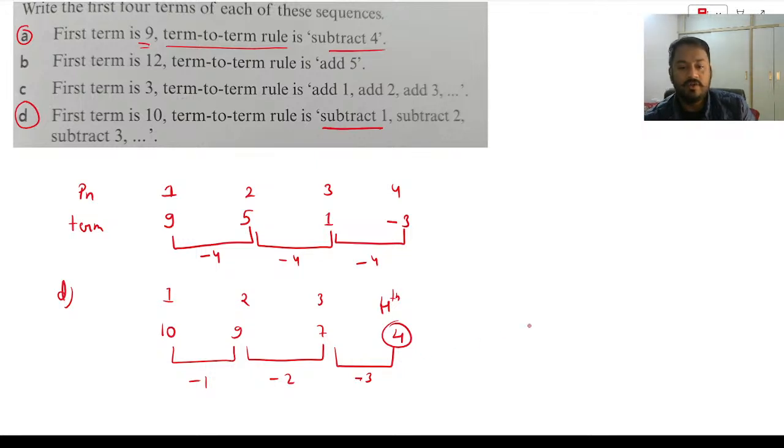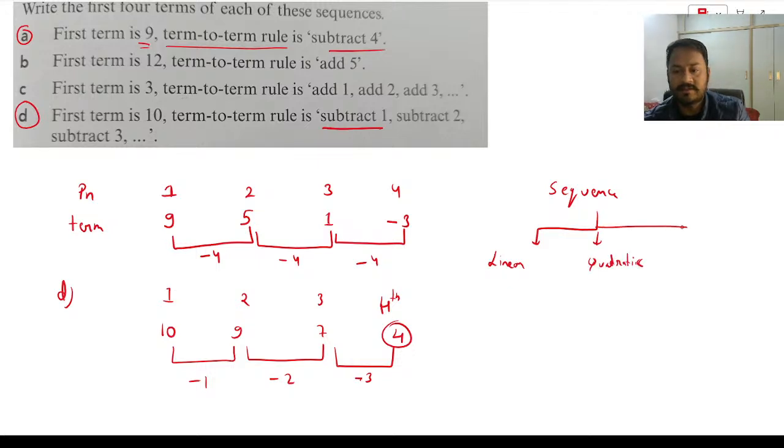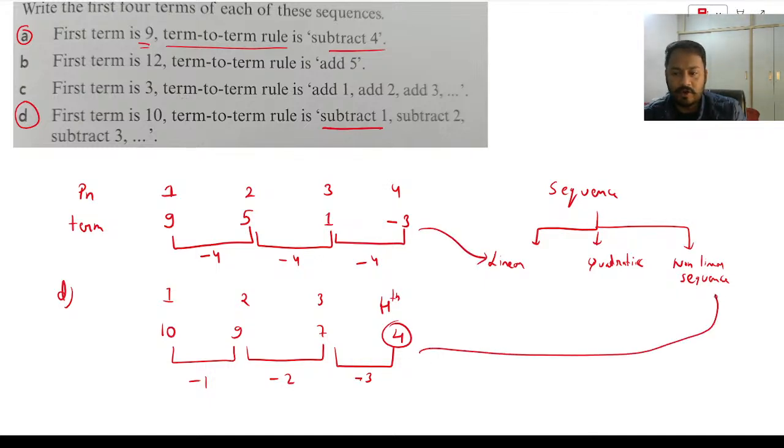Now, there are some important concepts here. The two things are the linear sequence and the quadratic sequence. And there is sometimes a non-linear sequence. So the first one, this sequence that we have done, is a linear sequence. The second one, sorry, the D part, is non-linear, and the quadratic, I will tell you how the quadratic sequence works.